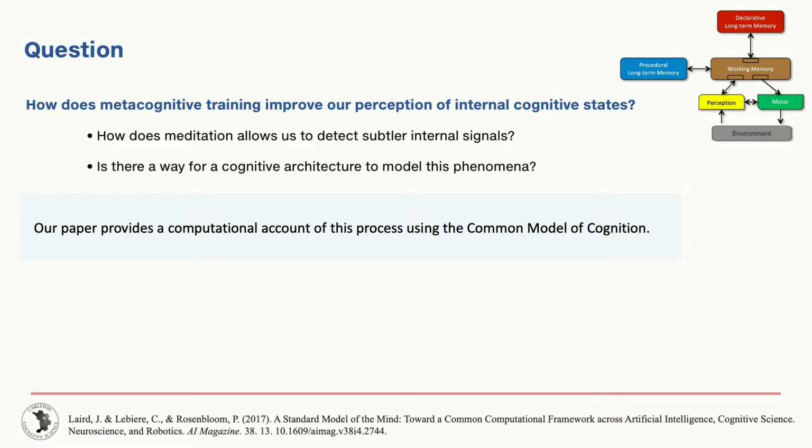Okay, so the question is, how does training allow us to improve our mental states? So meditation, what is happening in the brain? I mean, it's some natural process involving brain mechanisms. What are those mechanisms? And how can we detect internal cognitive signals? And is there a way for a cognitive architecture, like the Calm model, to model this phenomenon?